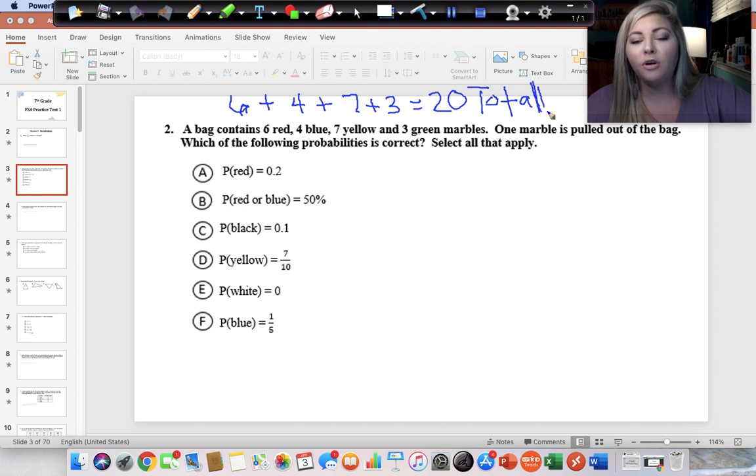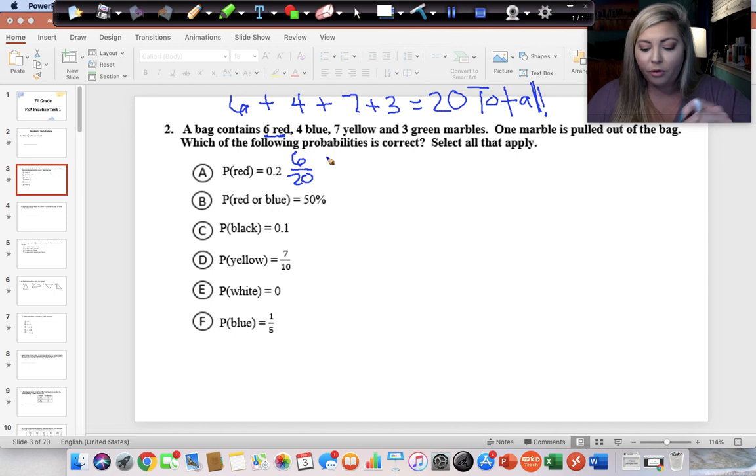Oops, misspelled total. It's not 2 L's, it's just 1. We'll put an exclamation point. Okay. Which of the following probabilities is correct? So let's check this out. We're talking about red here. So to figure out the probability for red, we know that red has 6. So we're going to put 6 over the total amount, which is 20, and then reduce from there. You can also just go ahead and divide it. To make this a little bit faster, I'm going to use a calculator here. You could totally do this if you didn't have a calculator. You would just put, again, the top number in the house and divide. So 6 divided by 20 gives me 0.3. So this one is not correct.